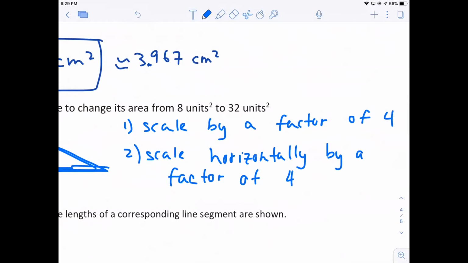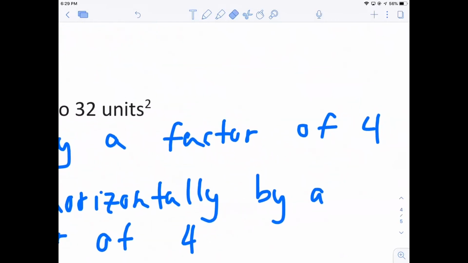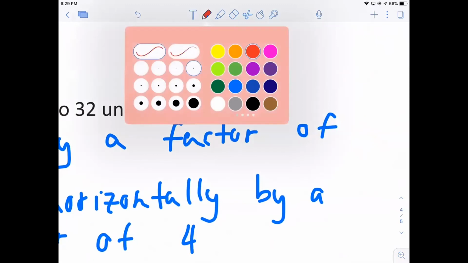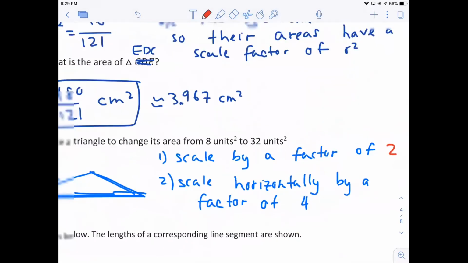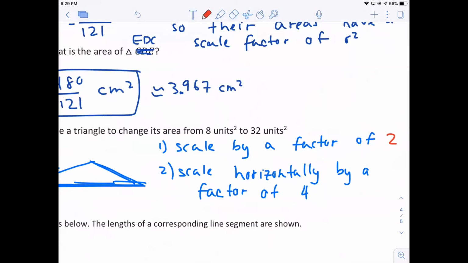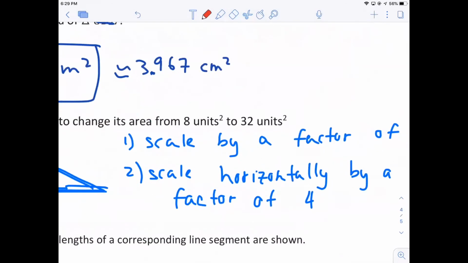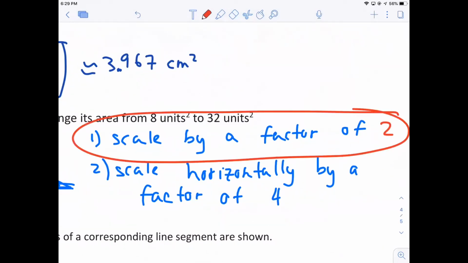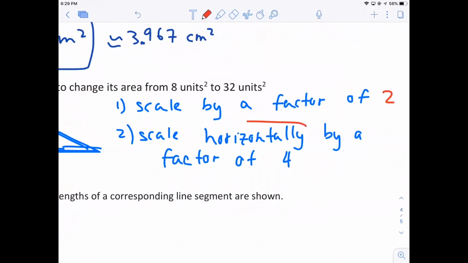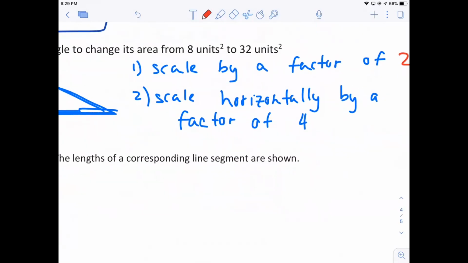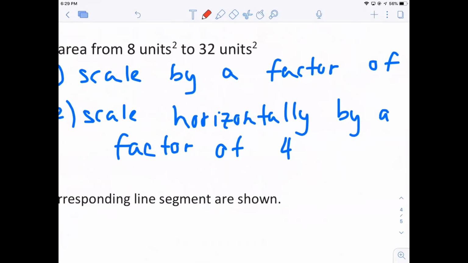Also on number 1 here, I should say scale by a factor of 2. I think I said that, but I wrote 4. Right, because scale by a factor of 2. And if you just say scale by a factor of something, that implies that we're scaling uniformly in all directions by a factor of 2. So you don't need to say scale horizontally and vertically by a factor of 2. Right? But when we say specify horizontally, then we're only scaling in that specified direction. We can also scale vertically by a factor of 4. Just one or the other.